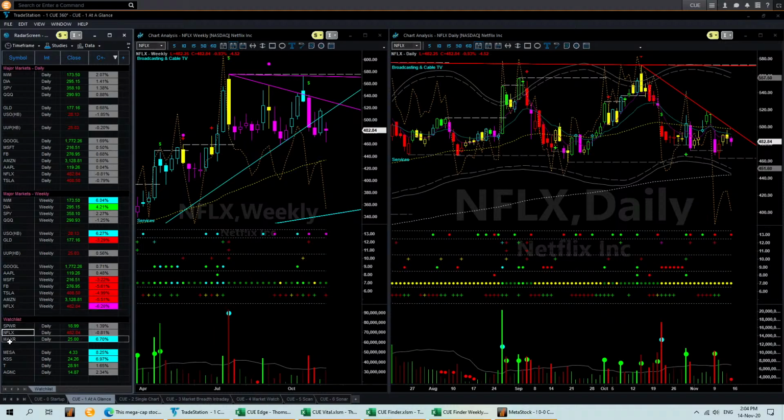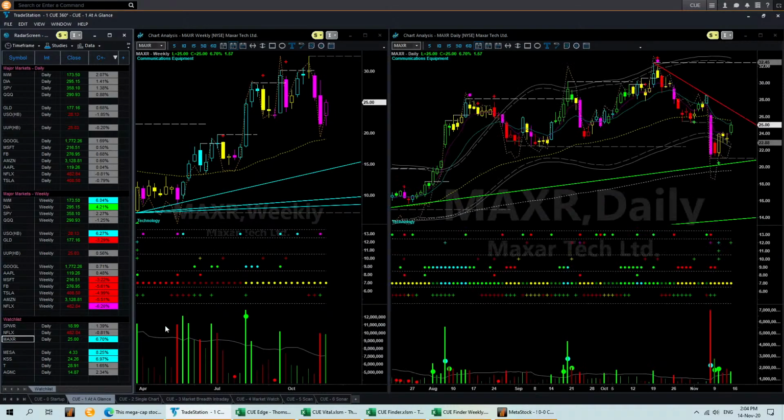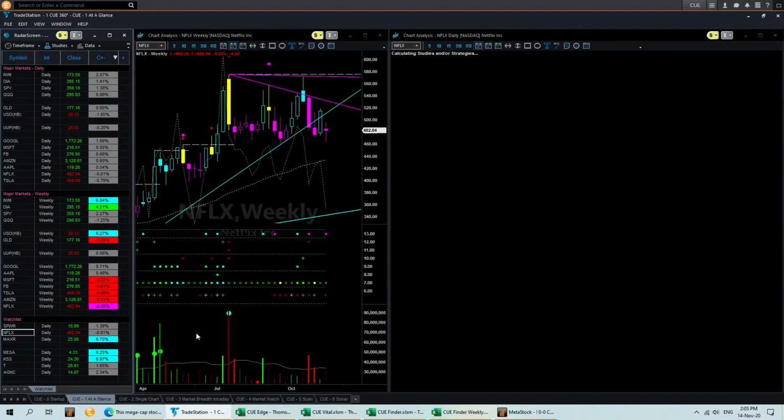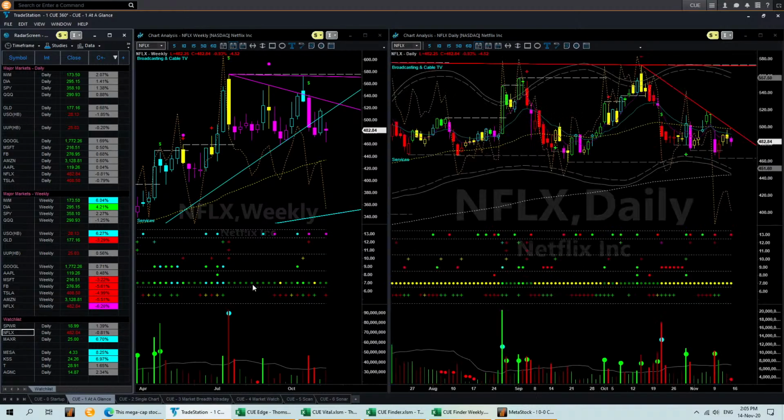So MAXR that I shared earlier was an example of a box sideways market or double bottom long trade. Netflix was an attempted trend following go with flow short trade that didn't confirm, so I didn't hold on to it.